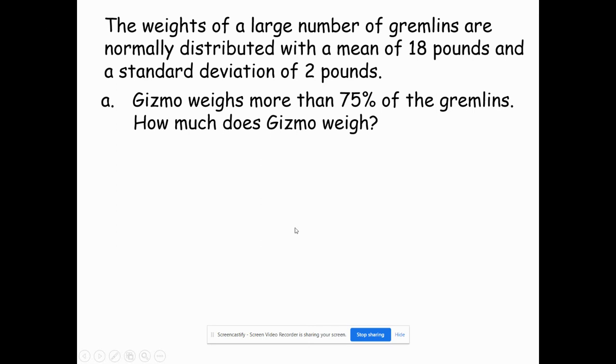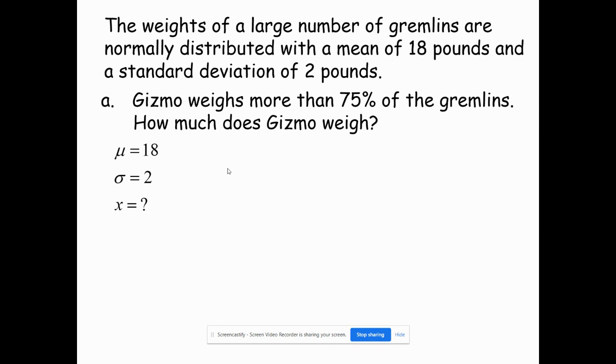All right, so this problem says the weights of a large number of gremlins are normally distributed with a mean of 18 pounds and a standard deviation of 2 pounds. And now the question is asking, Gizmo weighs more than 75% of the gremlins. How much does Gizmo weigh? So first you're going to write down the information that you have.